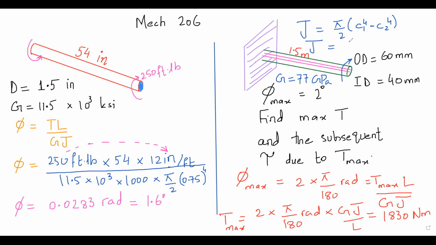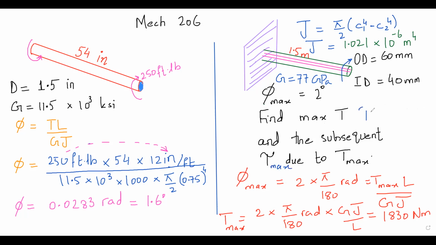Okay, give me the value of J. That is 1.021 into 10 power minus 6 meter power 4. Seems correct. Thank you. Should we proceed? You can also give me the subsequent maximum shear stress.